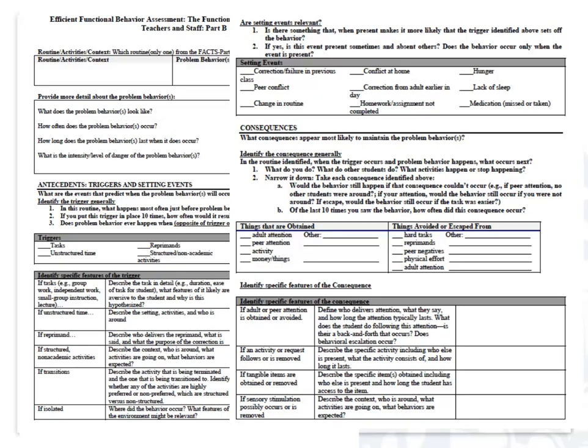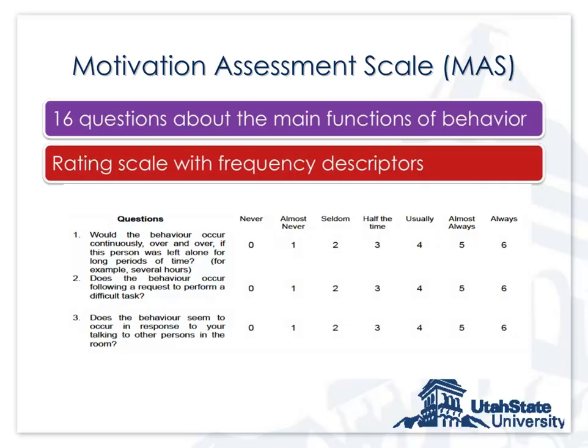In order to complete the FACTS, informants are asked to precisely describe the problem behavior as well as its antecedents and possible consequences. The Motivational Assessment Scale, or MAS, includes 16 questions relating to the main functions of behavior, such as attention, escape, tangible, or automatic reinforcement. Here, informants are asked to describe the behavior using a rating scale with frequency descriptors ranging from never to always.